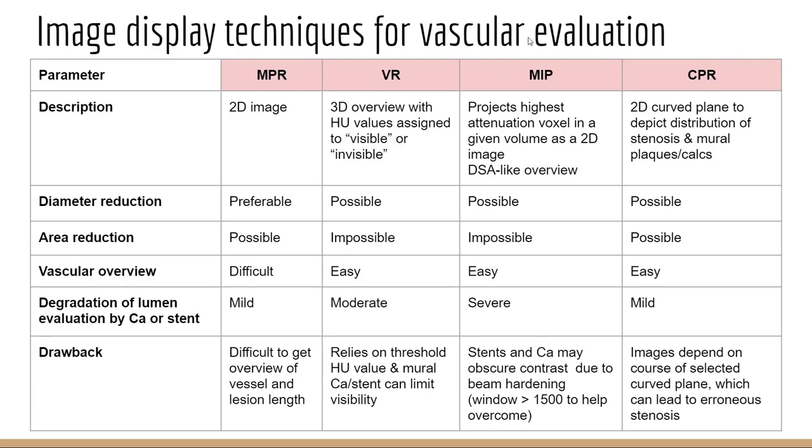With this table, MPRs, what we're used to, taking an axial image and turning it into coronal and sagittal reformats. Very good for determining diameter reduction. I like to use the axials at the level of the lesion, as I mentioned earlier. In terms of deducing the area reduction, it's possible. We tend not to describe the area anyway. That's more for academics, really. A whole overview of the vasculature is quite difficult with a single slice.